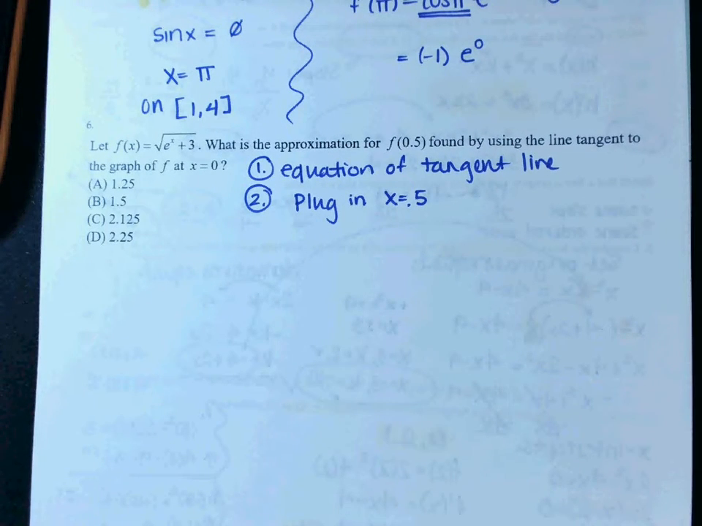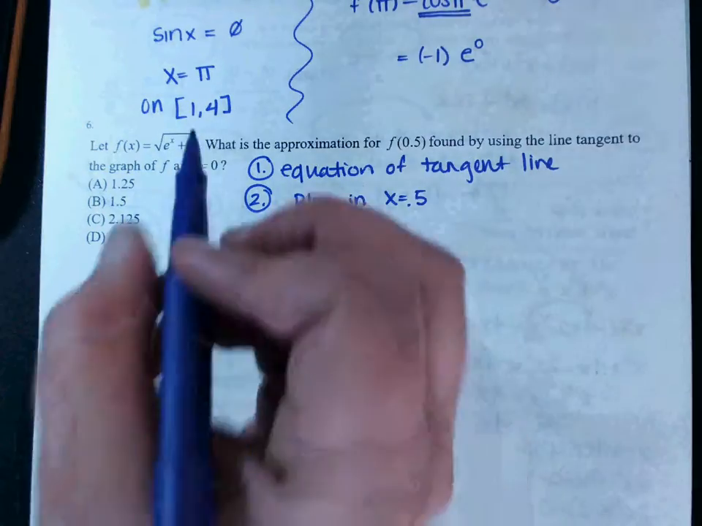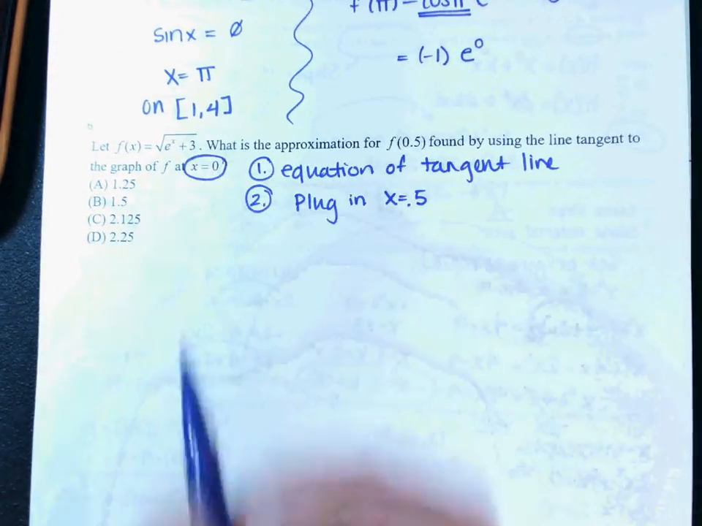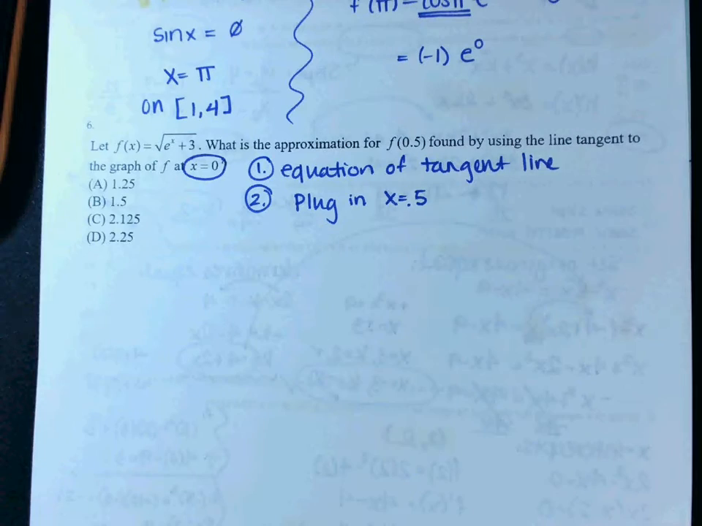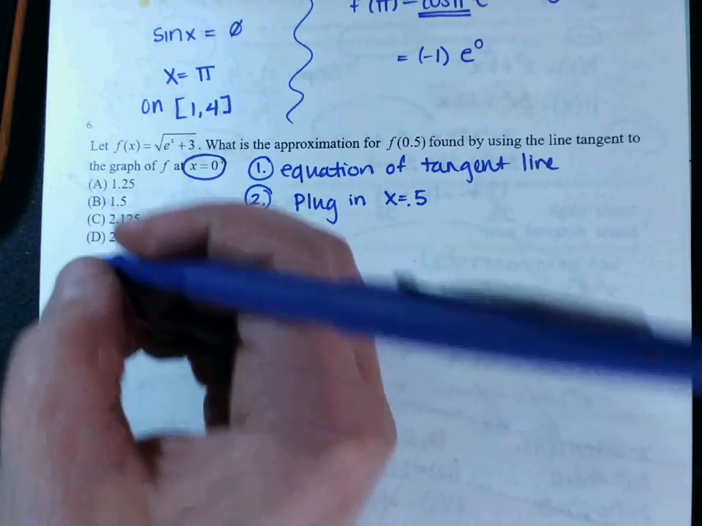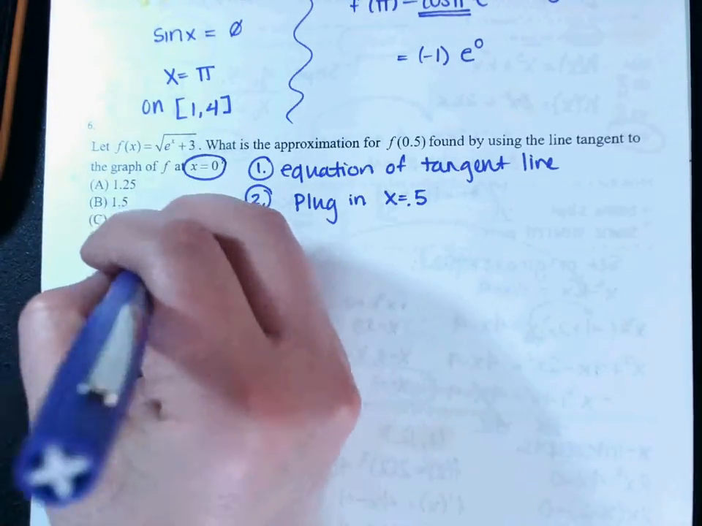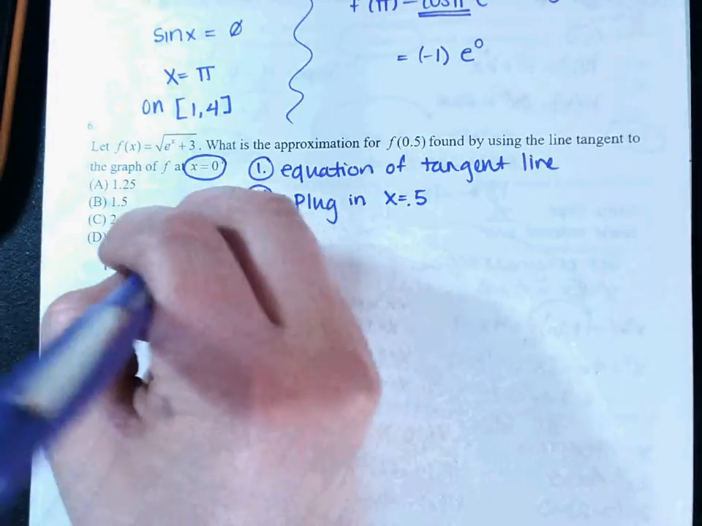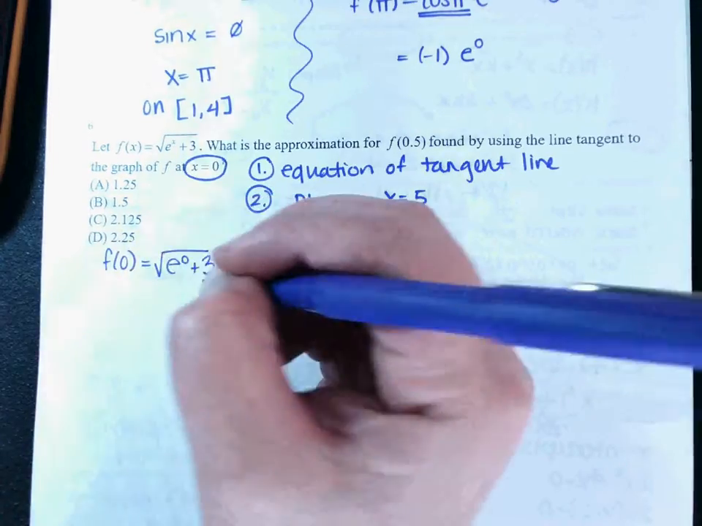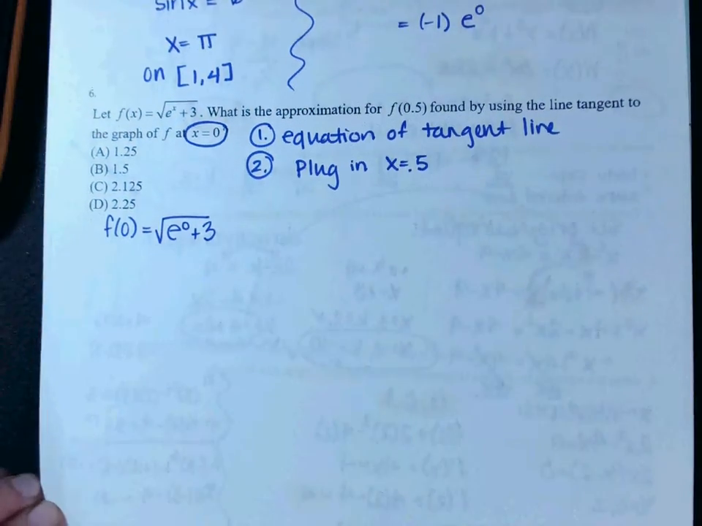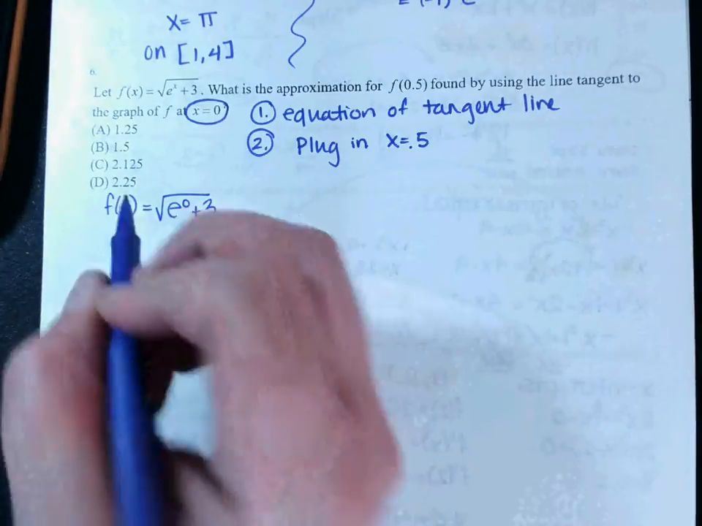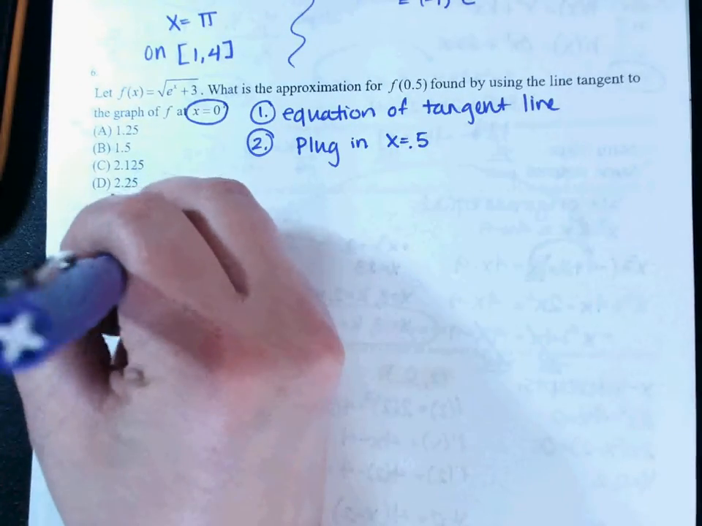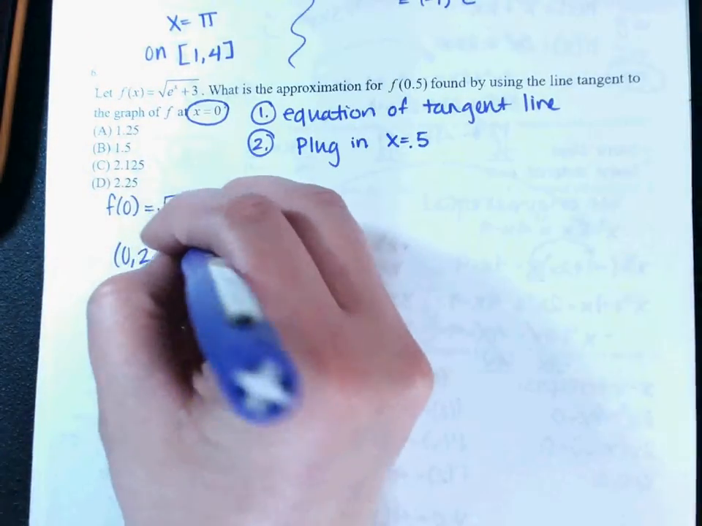What two things do you need for the equation of a tangent line? Now, what is the x for my point? Is it 0.5? No, you gotta plug it in. It's 0, because remember, my tangent line will be at 0, and then I'll be plugging in 0.5. So, f of 0 equals square root of e to the 0 plus 3. What's e to the 0? 1. Plus 3 is 4. Square root of that is 2. So 0, 2, that's my point.